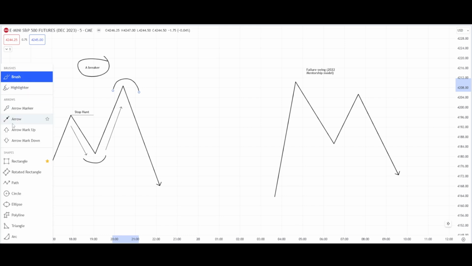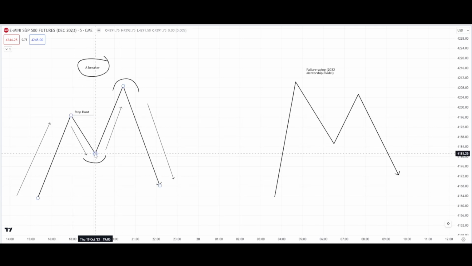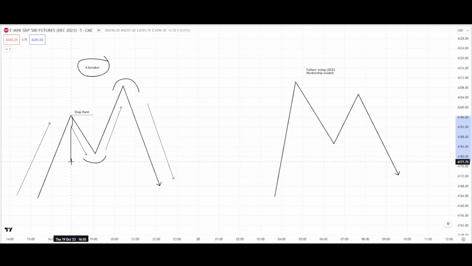Then we see a displacement lower. We want the displacement lower to displace energetically and decisively through the breaker block. The breaker block will be found in the leg before the stop hunt. We would look for the breaker block within this leg here.